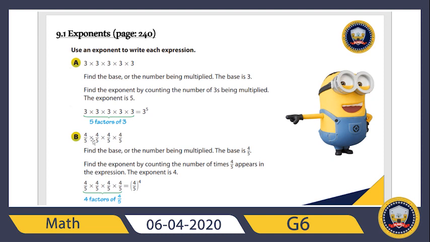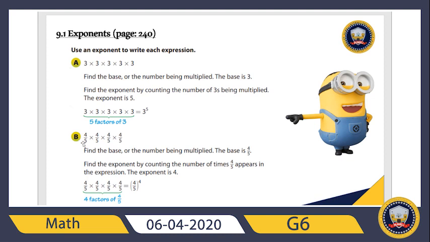4 over 5 multiplied by 4 over 5 multiplied by 4 over 5 multiplied by 4 over 5. I need to write this number here as a power. Okay, so how can I do it? I need to find the base. What is the base here? My base is 4 over 5. Very good.